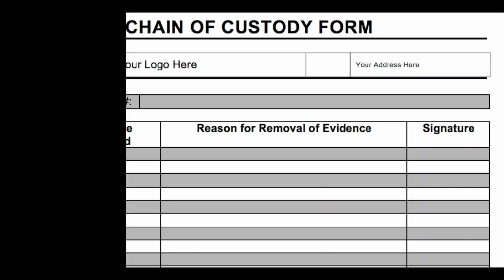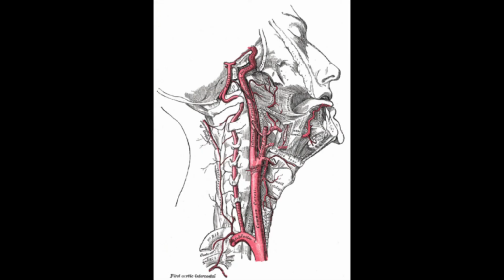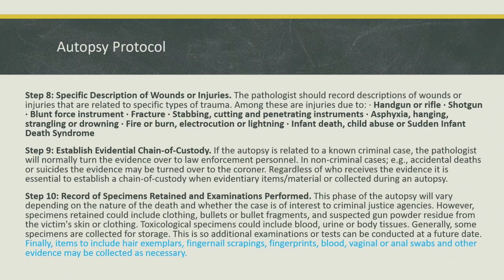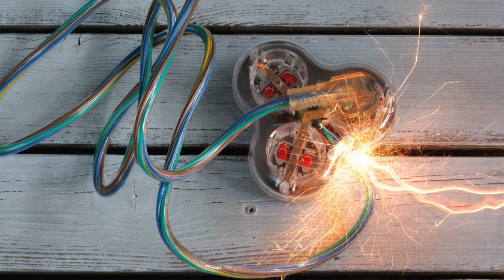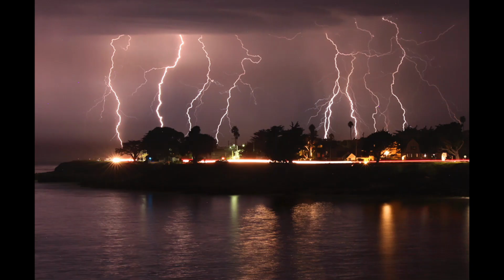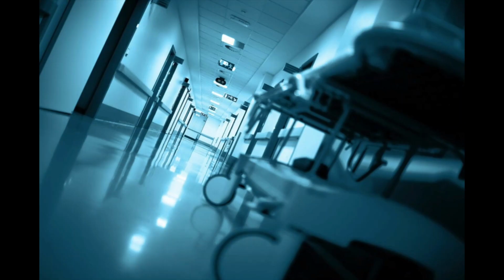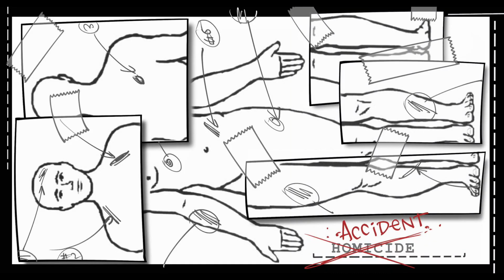Step 9, establish evidential chain of custody. If the autopsy is related to a known criminal case, the pathologist will normally turn the evidence over to law enforcement personnel. In non-criminal cases, like accidental deaths or suicides, the evidence may be turned over to the coroner. Regardless of who receives the evidence, it is essential to establish a chain of custody when evidentiary items and materials are collected during an autopsy.